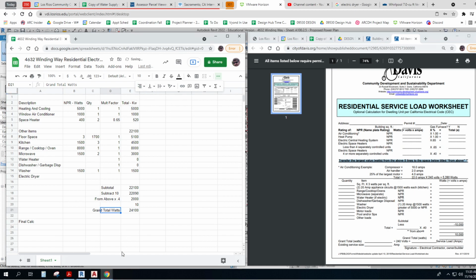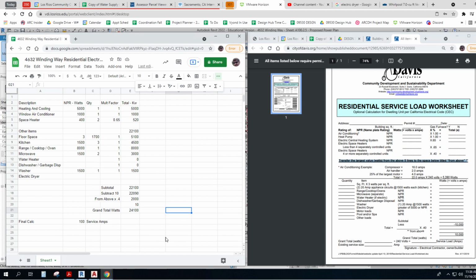Okay, and I can redo a little bit of work here. And then my final calculation, grand total watts divided by 240 volts is my service amps. And it says 100.4, but usually we would take, and that's a 100 amp service. Now, it's probably going to be higher than that because I haven't put everything in there. So I'm going to need 100 amps.